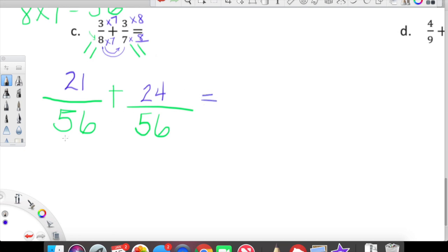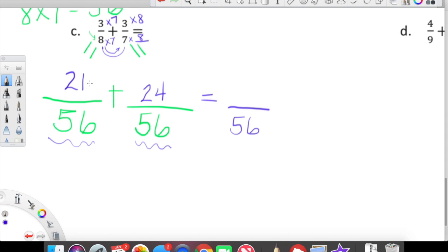Now, we can add because we have common denominators. We could not add these numbers together when we had a denominator of 8 and 7. It's like adding an apple together with an orange. That doesn't make any sense. But if you have an apple and an orange, if you find a common denominator, which is fruit, then we're in business. Okay, so our denominator is going to remain 56.